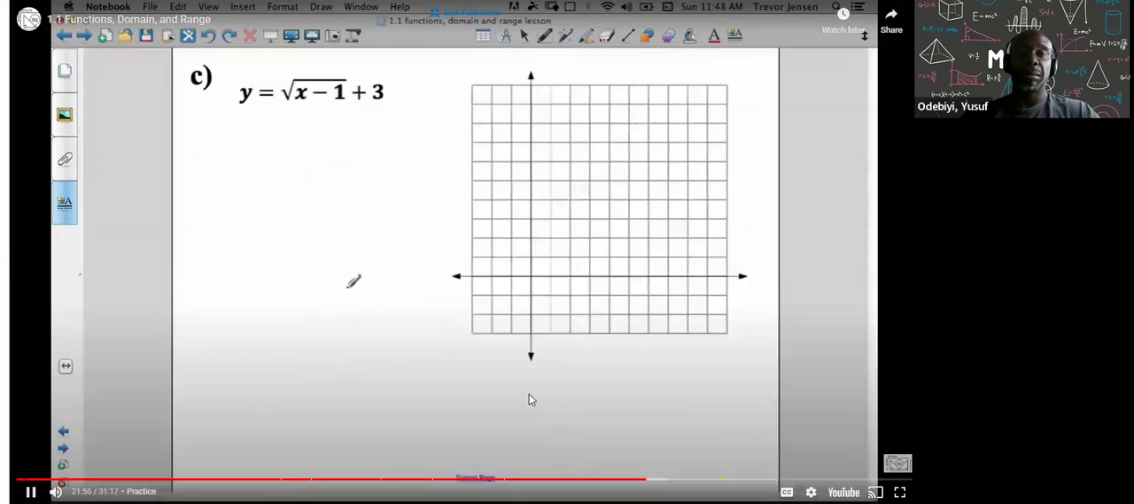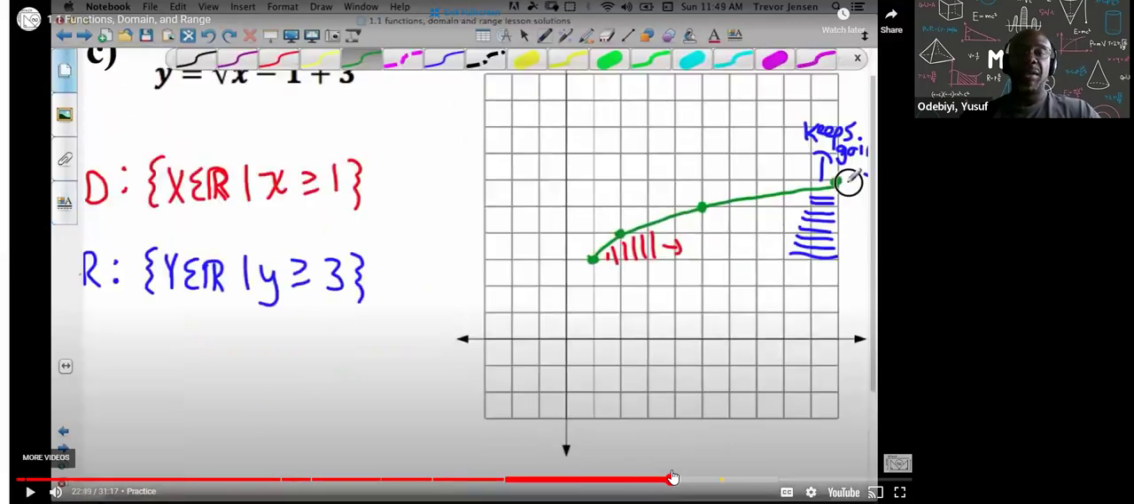Our next one: when you graph this, it looks like this. It looks like that, and there is a restriction. When you graph it, you cannot go less than 1; x has to be greater than or equal to 1. It can't be less because the graph stops there.